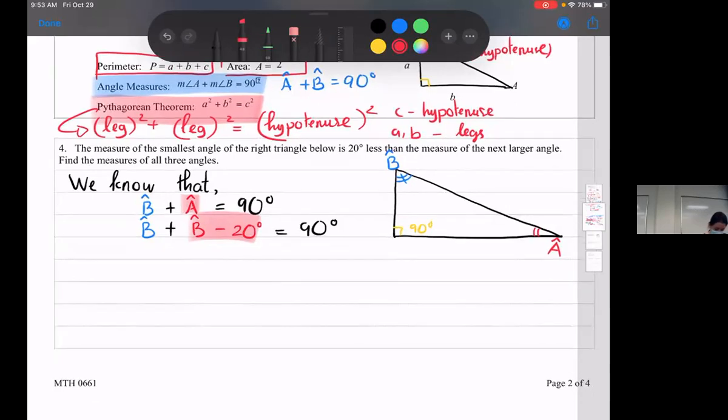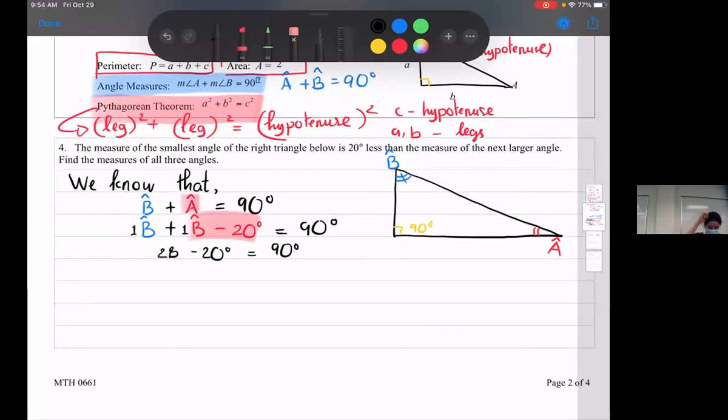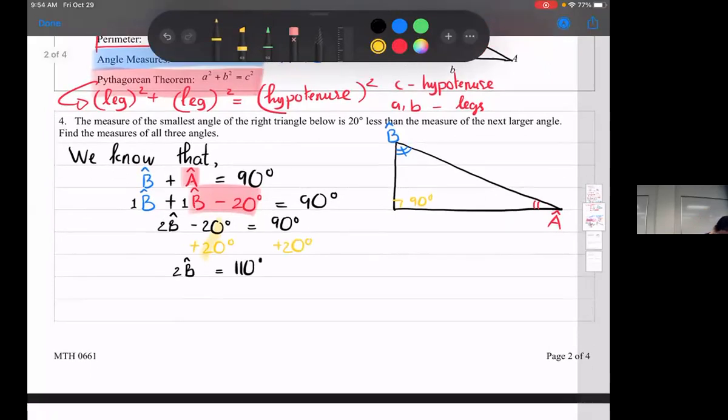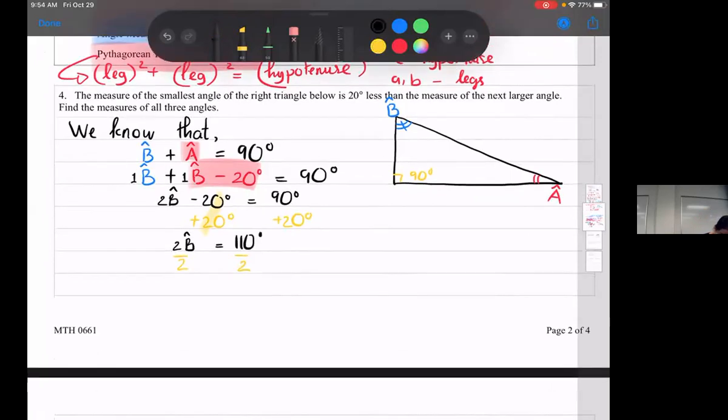So 1B plus 1B is 2B. If you want to put the number 1 here, that's fine. Minus 20 degrees equal 90 degrees. Make sure you have the tiny little dot meaning degree, little o. Add 20 to both sides. I have 2B equal 110. Divide both sides by 2. I got B equal 55 degrees.